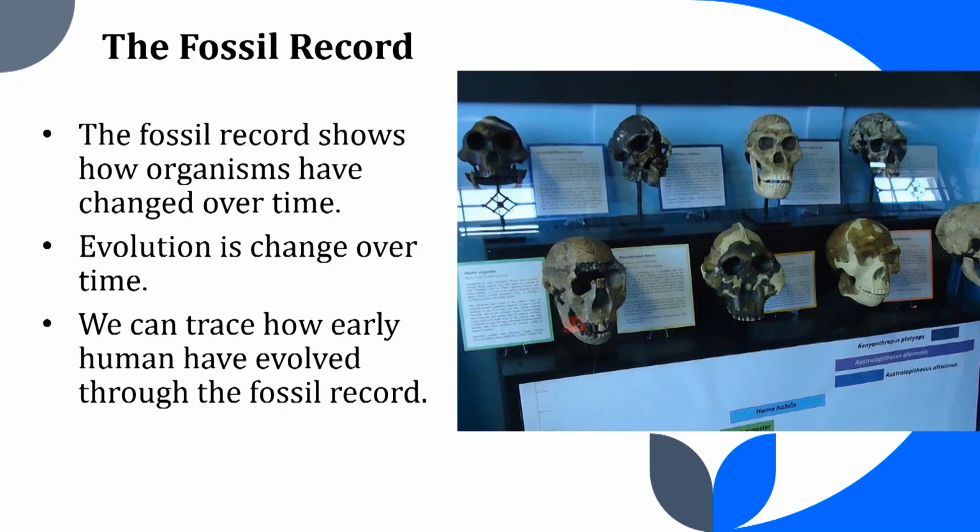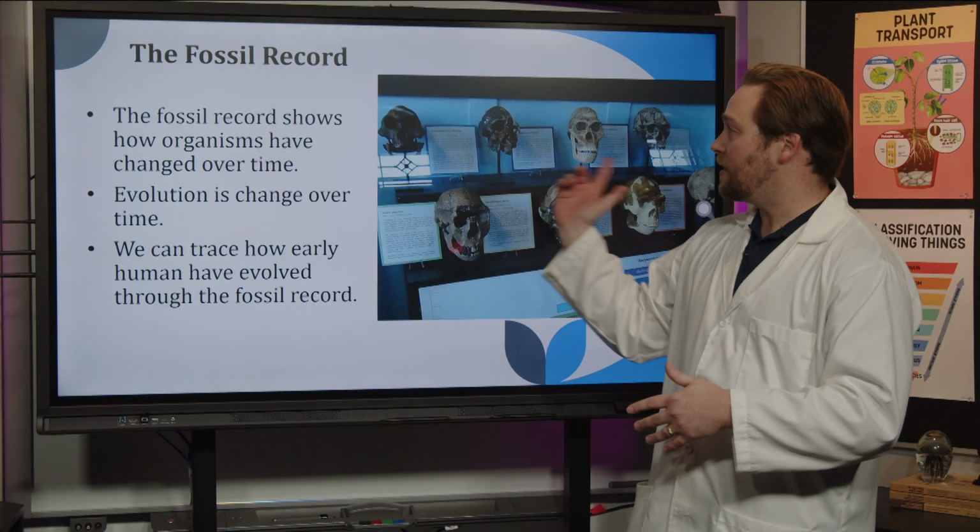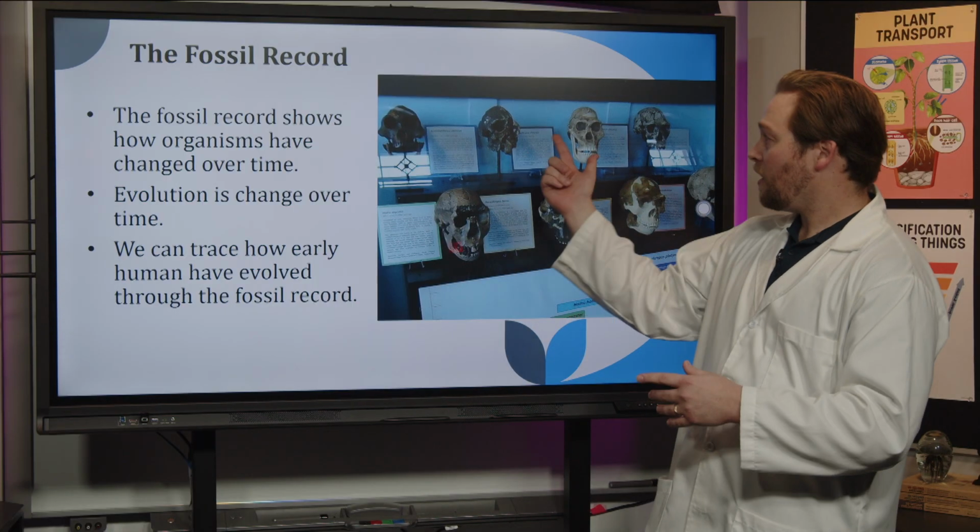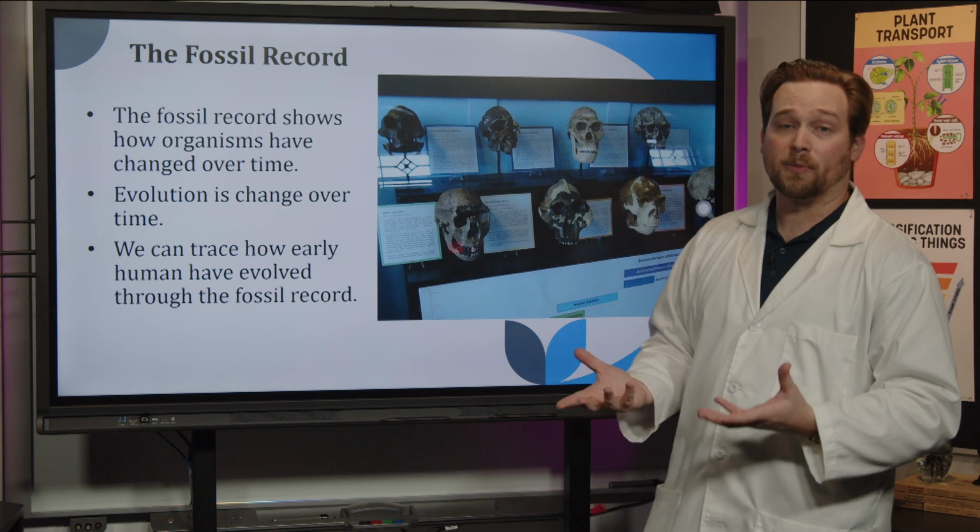So another piece of evidence that supports the theory of evolution is the fossil record. The fossil record shows how organisms have changed over time. And remember, that's what evolution is, it's change over time. We can trace how early humans have evolved through the fossil record. If you looked at all these skulls, these are all skulls of early humans called hominins.